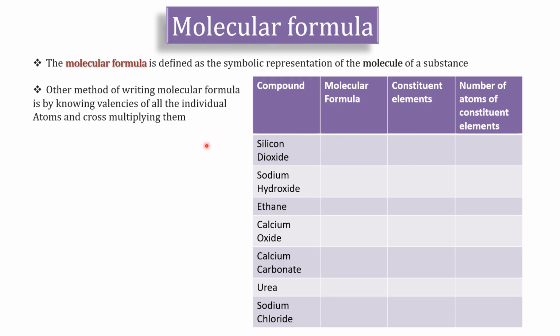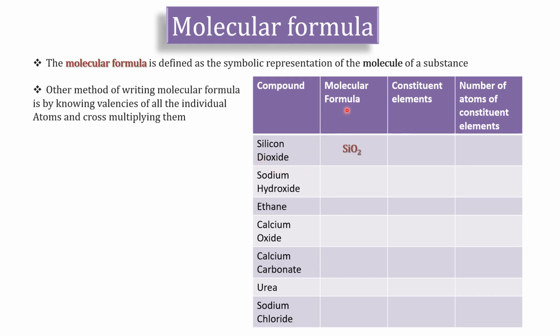Now you pause the video here, write down this table in your notebook. Here I have given you some compounds. I have written their names like silicon dioxide, sodium hydroxide, ethane. You have to find out their molecular formulas. Write down their molecular formulas here. After writing the molecular formulas, you will have to write down the constituent elements present in that molecule. And then the number of atoms of that particular constituent element should be written here. I'll show you one example.